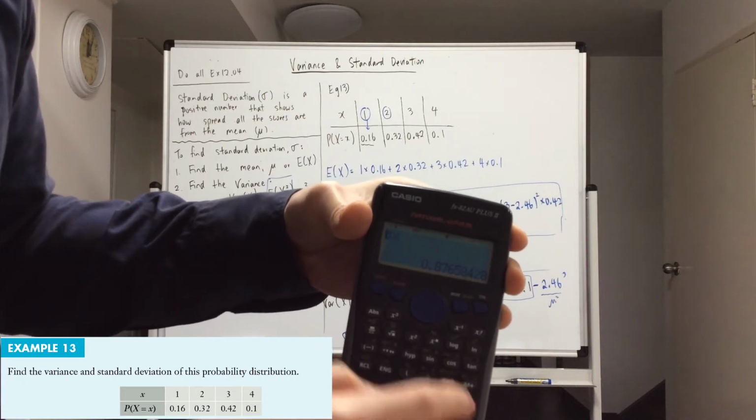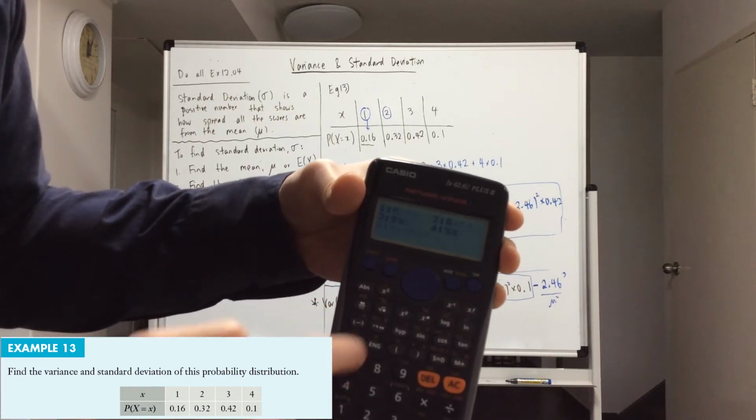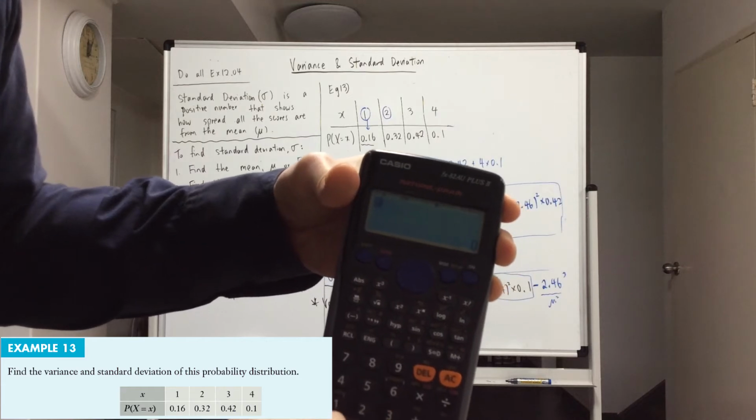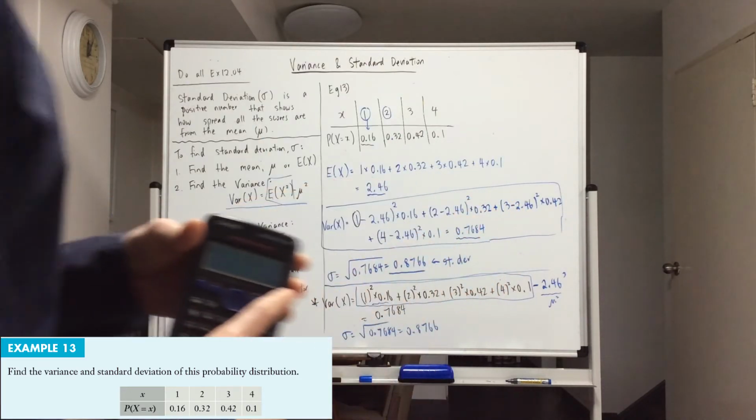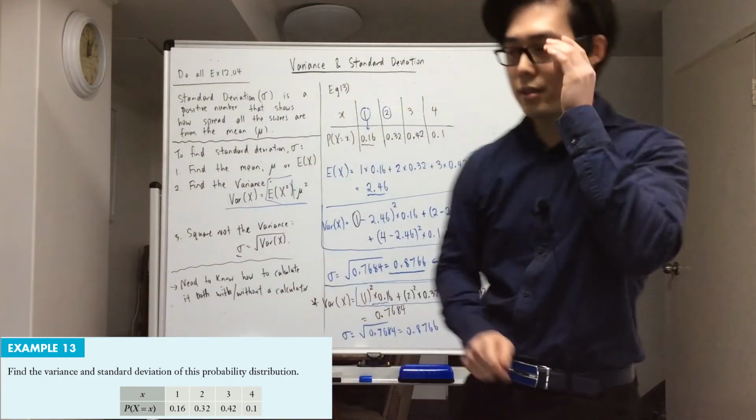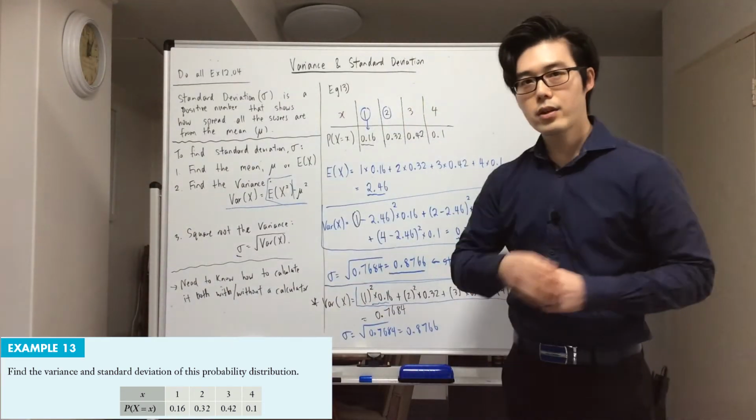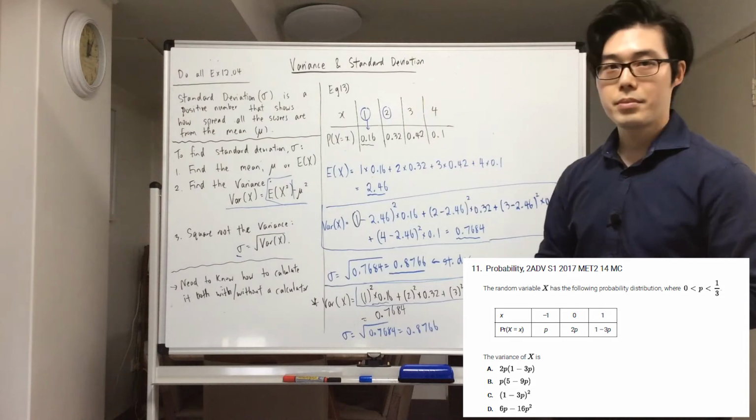You can also use that, if you press shift 1, 4 again, x̄ is your symbol for the mean, which you can see we've got 2.46 on the board as well, okay? So you need to be able to do both methods. Now let's have a look at a question where we've got algebra instead of numbers.